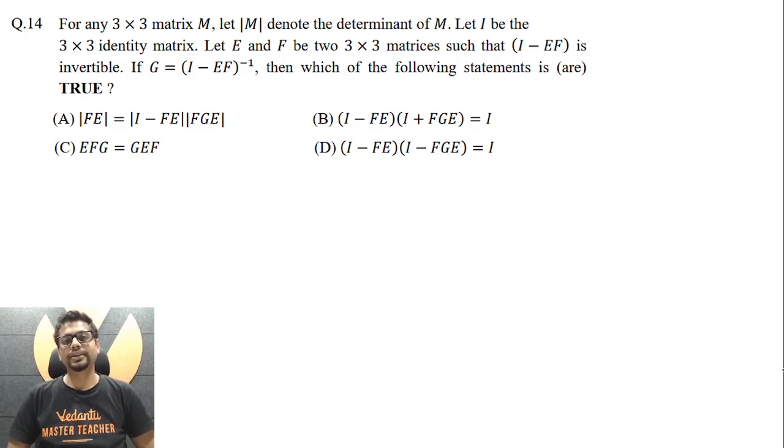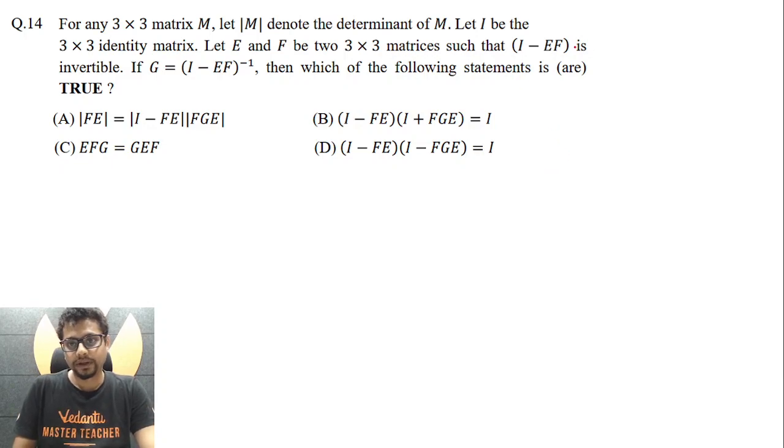We are discussing JEE Advanced 2021, Paper-1, Mathematics, and the question for this video is this. For any 3x3 matrix M, let |M| denote the determinant of M, let I be the 3x3 identity matrix, let E and F be two 3x3 matrices such that I minus EF is invertible and (I minus EF) inverse is G. Then which of the following statements is or are true? There are four options. It is a multiple choice, multiple correct type question.